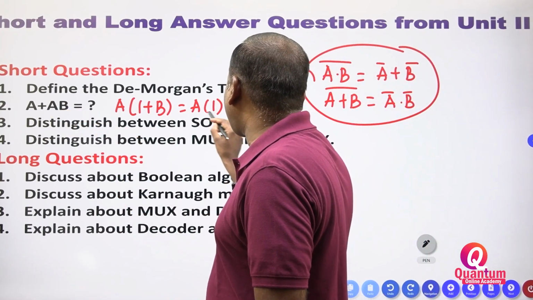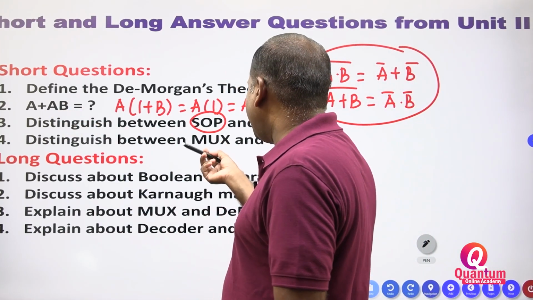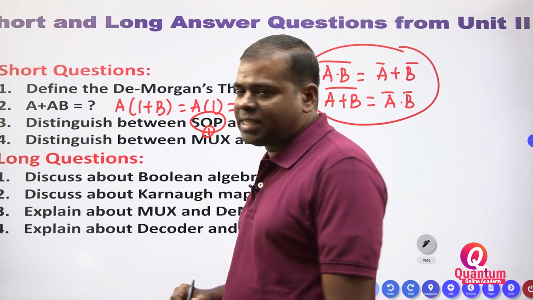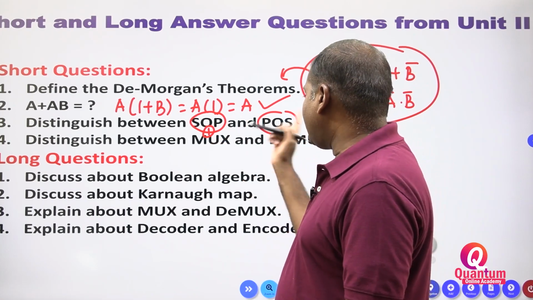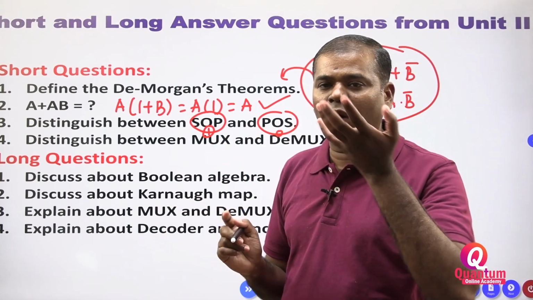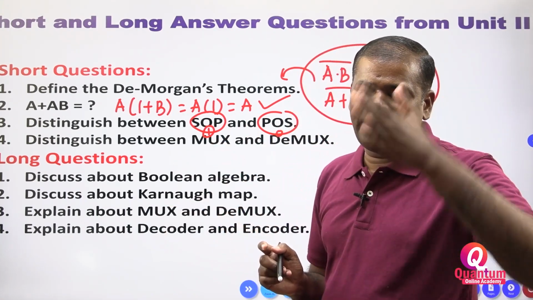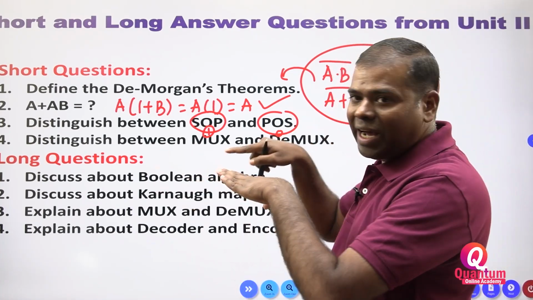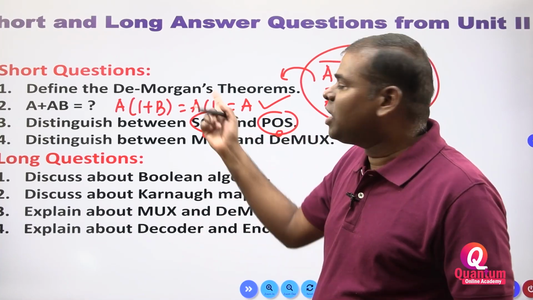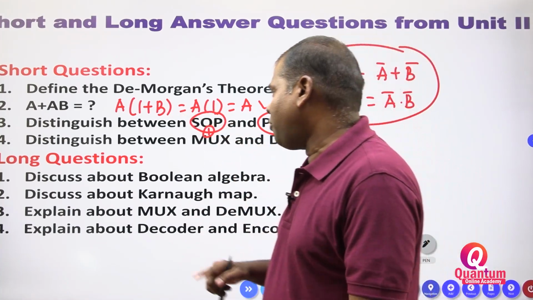Distinguish between sum of product and product of sum. In sum of product, you take the 1s. In product of sum, you take the 0s. Minterms, maxterms and all those things you have to write. 3 variable K-map and 4 variable K-map, you have to distinguish these sum of product and product of sum forms.